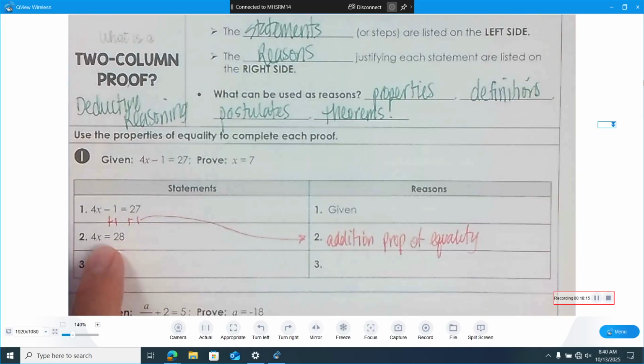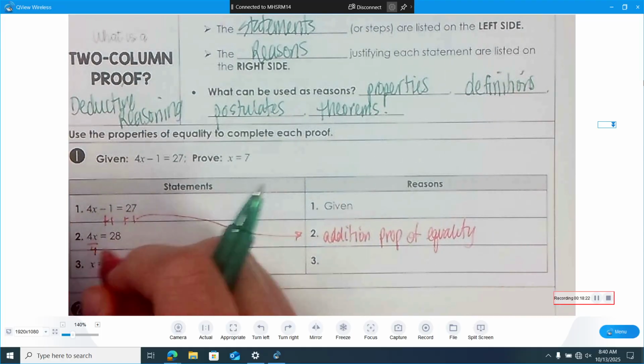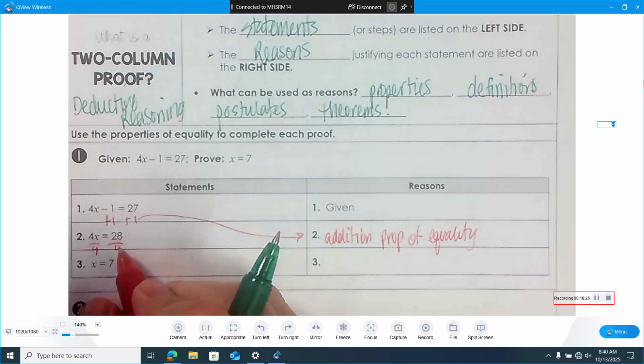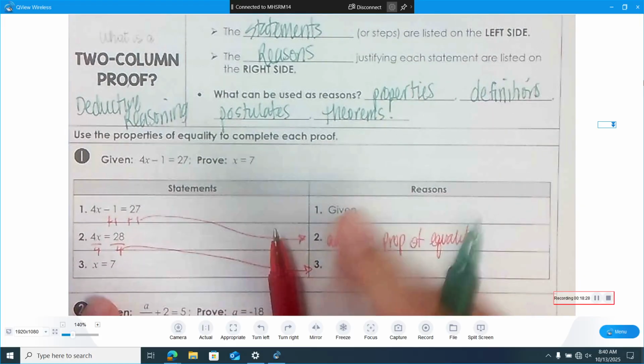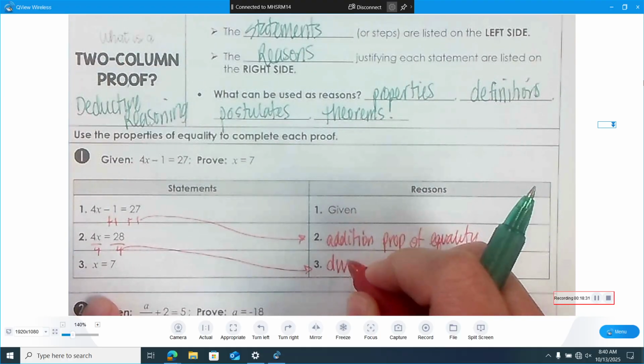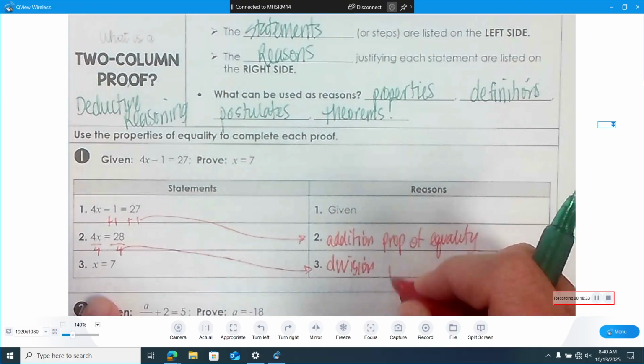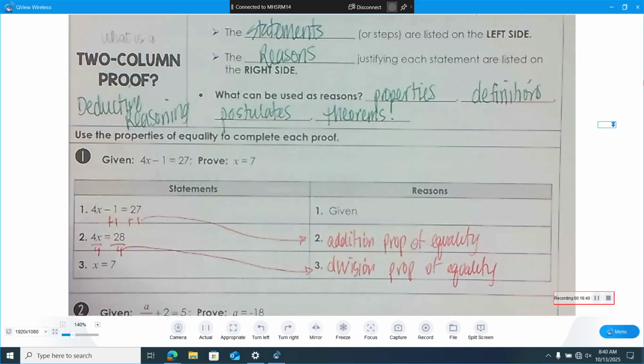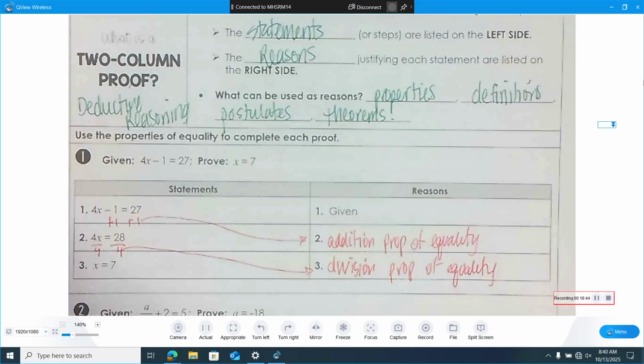To go from step 2, 4x equals 28, how do we get to step 3? What do we have to do? Divide. Yeah, we would be dividing by 4 on both sides. And of course, because we're dividing on both sides, that is the division property of equality. All right, so you can sort of see how I'm showing the steps, and the showing of the step really is the reason for the following line.